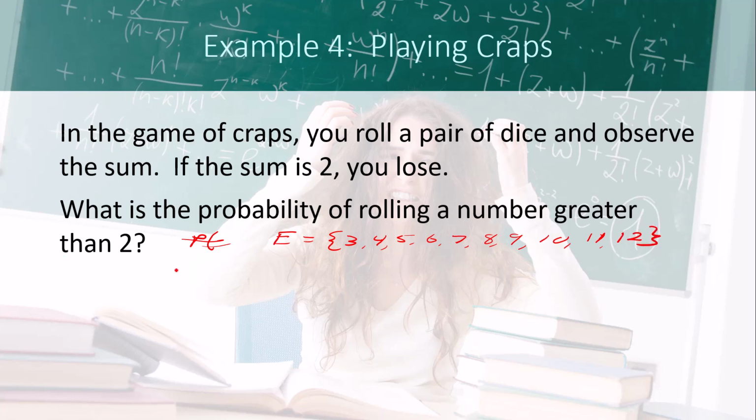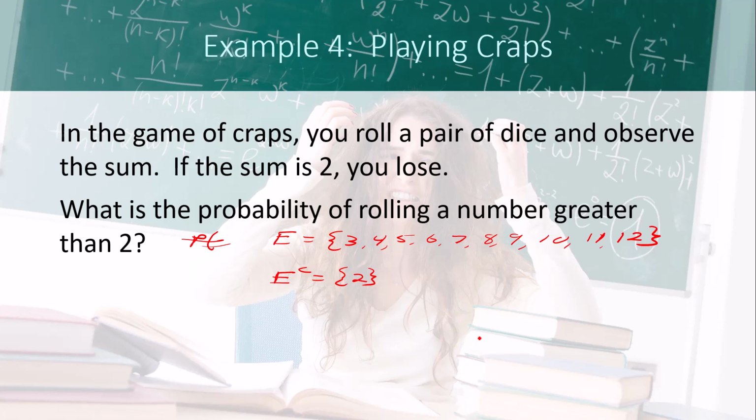Okay, that is the probability of the event that we are looking for. Now, to compute this, you would need to compute the probability of getting a 3 plus the probability of getting a 4 plus the probability of getting a 5 all the way up to 12. That might seem like a daunting task, but it turns out that the complement to this event is the probability of rolling a 2.